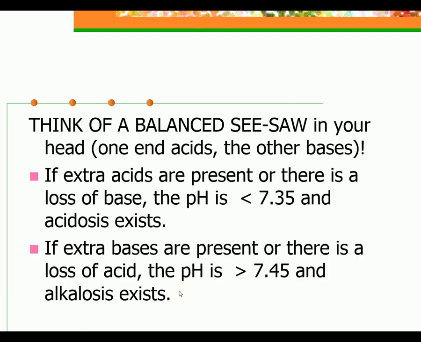So if you think of a balanced seesaw in your head, one end with acid, the other with base, and again, I've given you the handout, and I went through this a little bit earlier. If I put extra acids on this side, the scale's going to tilt which way? It's going to go acidic, right? Acidosis is going to exist because that pH is going to fall below 7.35. If I put a whole bunch more bases on that side, the scale's going to tilt which way? Greater than 7.45. So alkalosis is going to exist.